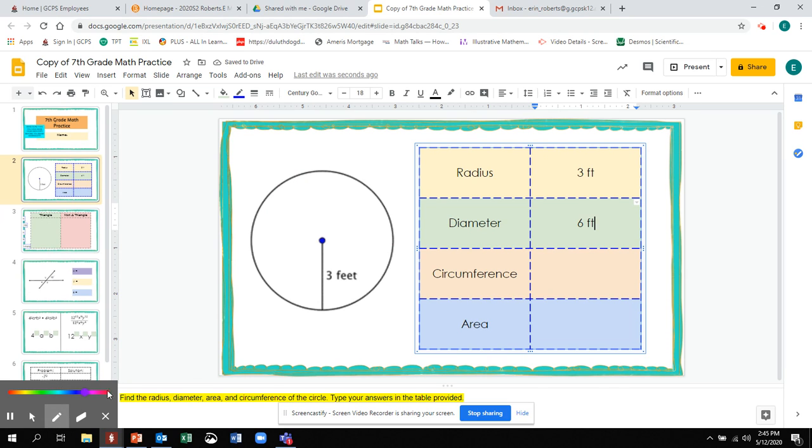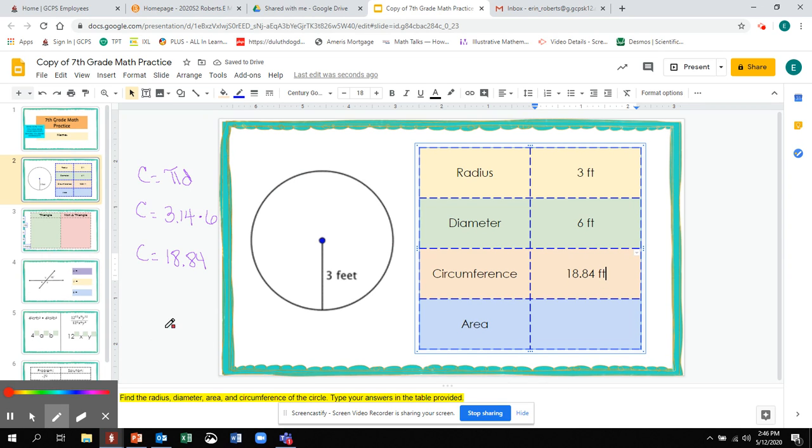Now to find the circumference, I'm going to have to use the formula for circumference. And that formula is circumference equals pi times diameter. Well, I'm going to use 3.14 for pi, and then I'm going to multiply it by the diameter. I already found that the diameter was 6, so I'm doing 3.14 times 6. And when I do 3.14 times 6, I get 18.84. So the circumference of this circle is 18.84 feet.